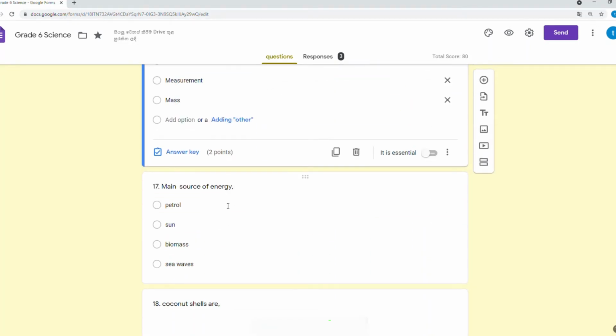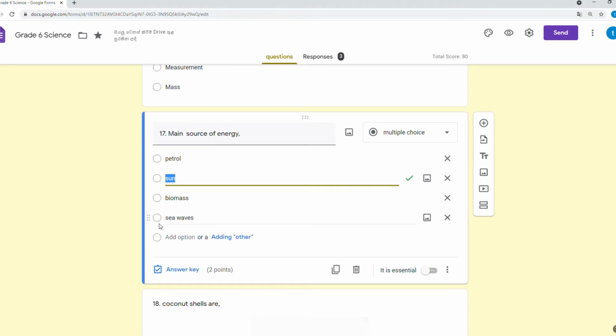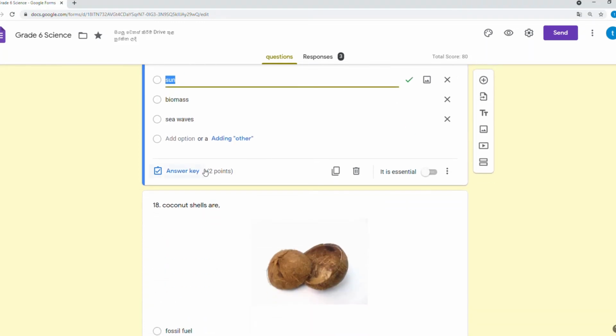Get into number 17. The main source of energy. Whatever the form of energy, the main source is the sun. When you think about petrol or biomass or sea waves, whatever the form, they all store or begin with the help of the sun. That means without the sun, there is no form of energy. That's the main source. So the answer should be the second one, sun.